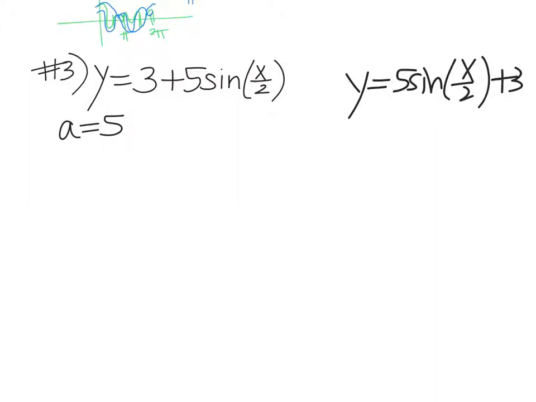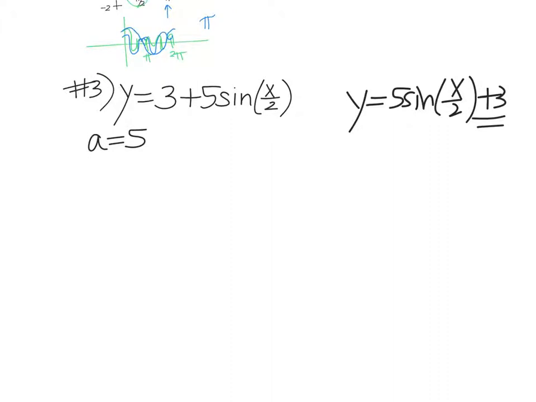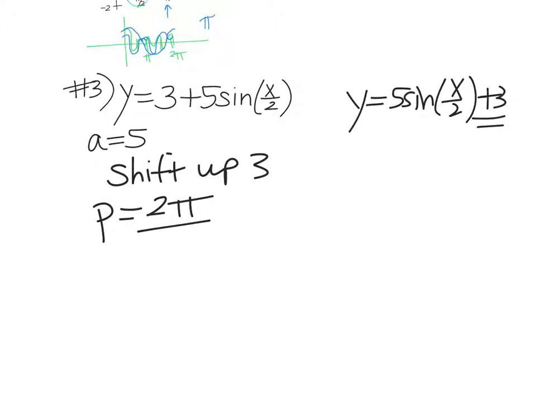But all that is, that's a shift of 3 up. We're going to shift up 3. I'll show you how to do that. And then the period has changed. The period is 2 pi over b. Did you see how b is 1/2 here?